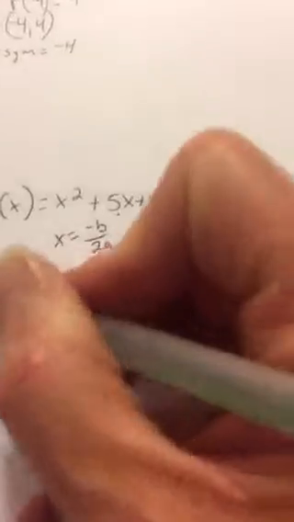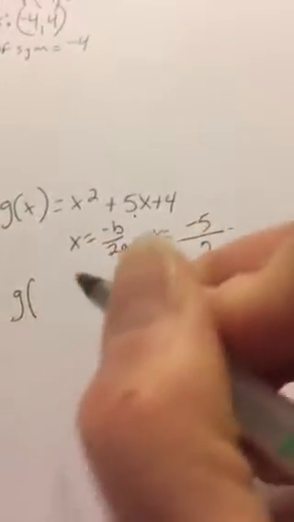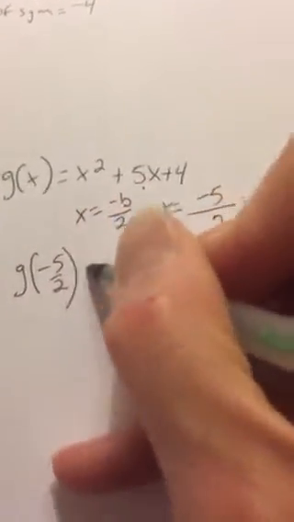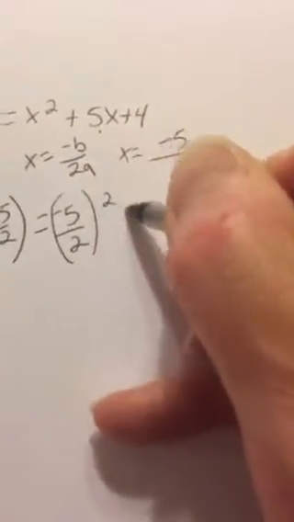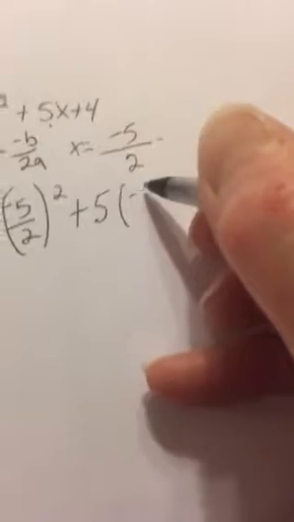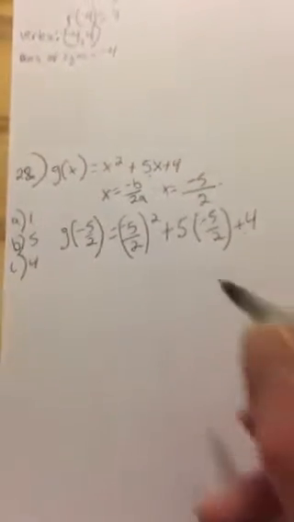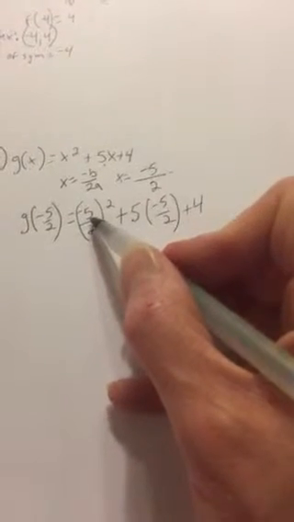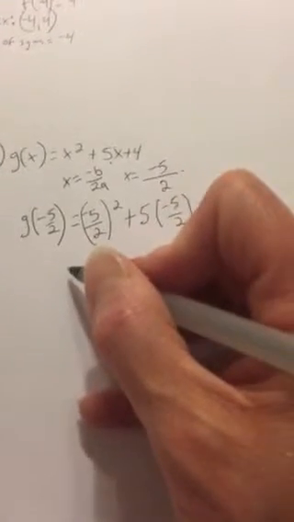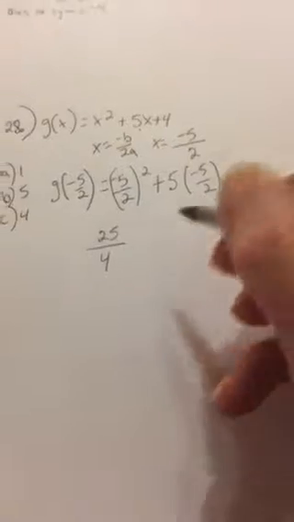So again, now I'm going to come and substitute it in order to find the y value. So negative 5 halves equals, or the f of x equals, and then you have negative 5 halves squared plus 5 times negative 5 halves plus 4. So the next thing I'm going to do here is I'm going to do negative 5 squared is going to be a positive 25, and 2 squared is going to be a positive 4.